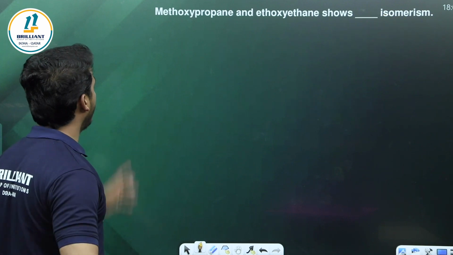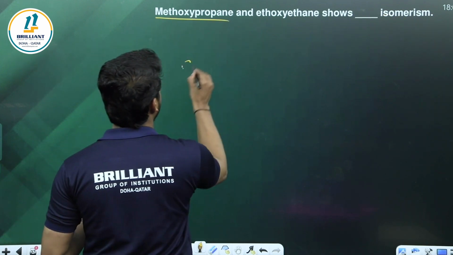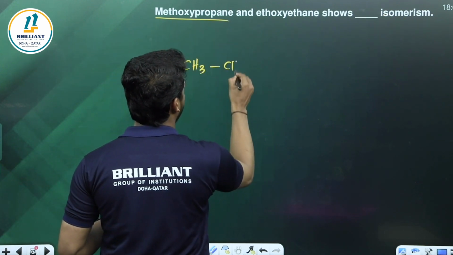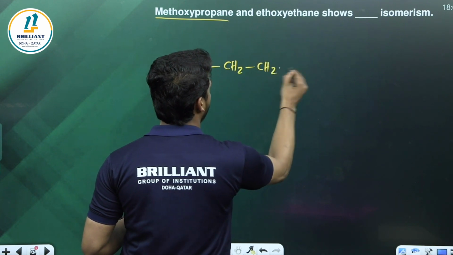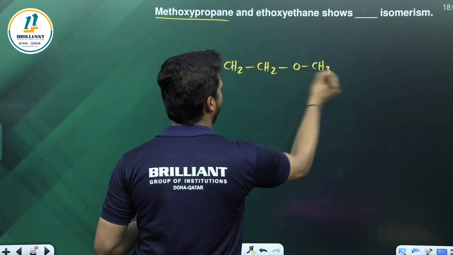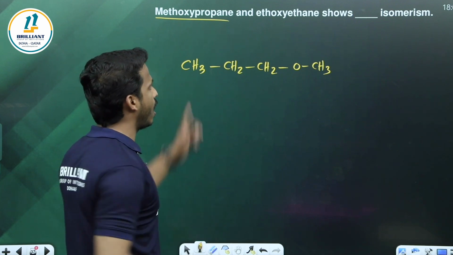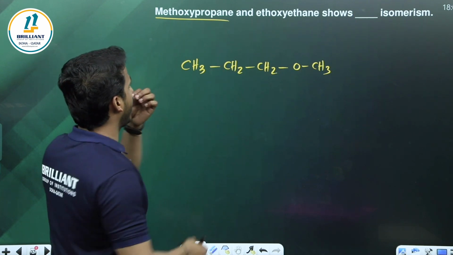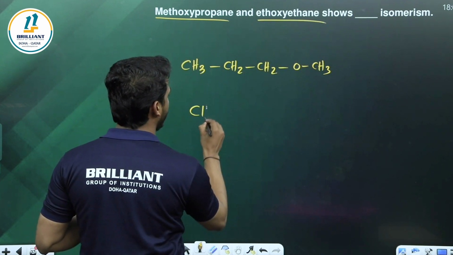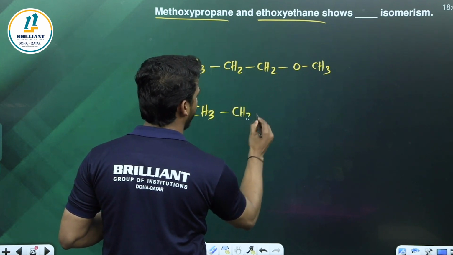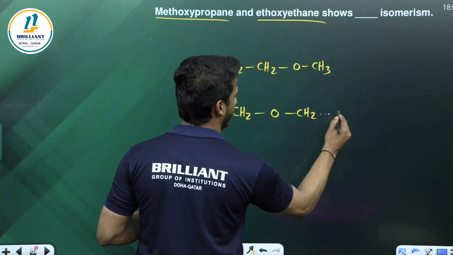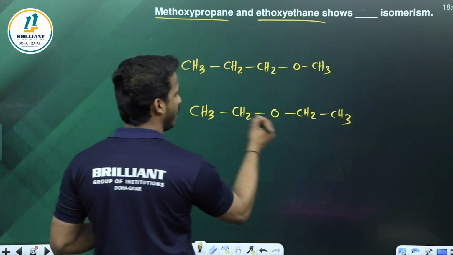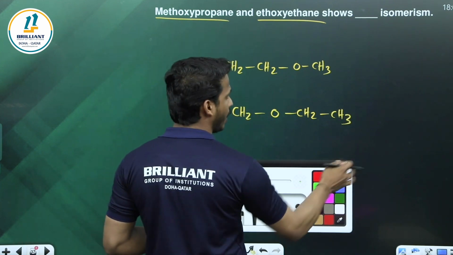Okay, next one, methoxypropane. What is methoxypropane? Prop means 3 carbon, right? Methoxy means OCH3. Methoxypropane. This is an ether, ROR. What is ethoxyethane? Ethoxy, eth means 2 carbon. Ethoxyethane, right? What type of isomerism is this?